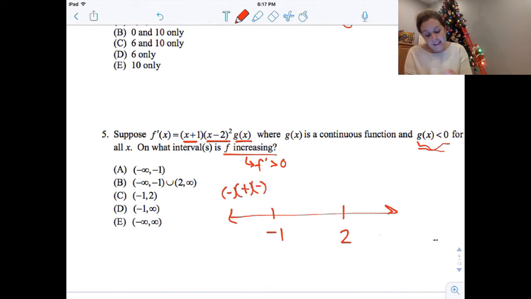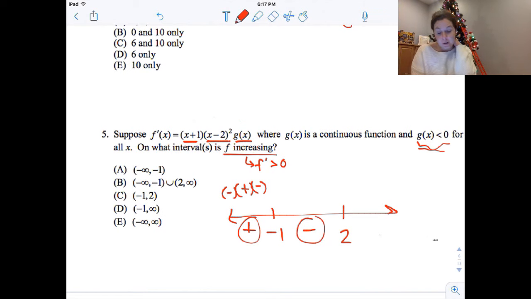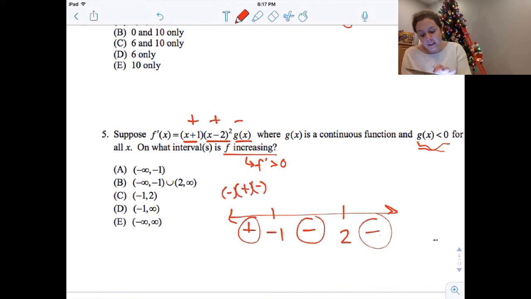Now, looking at negative 1, if I plug in a number between negative 1 and 0, this would be positive, this would be positive, this would be negative. So I know that's going to come out to be negative. And then if I plug in a number greater than 2, this is going to be positive, this is going to be positive, and that's going to be negative. And you could also figure that out by looking at the fact that at 2, this is tangent to the x-axis. It doesn't actually cross.